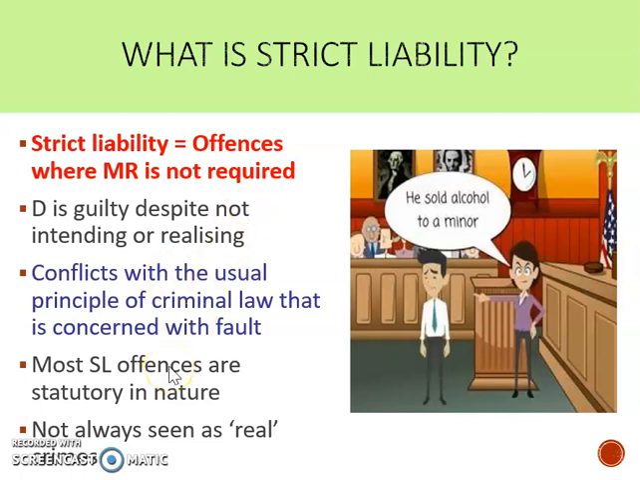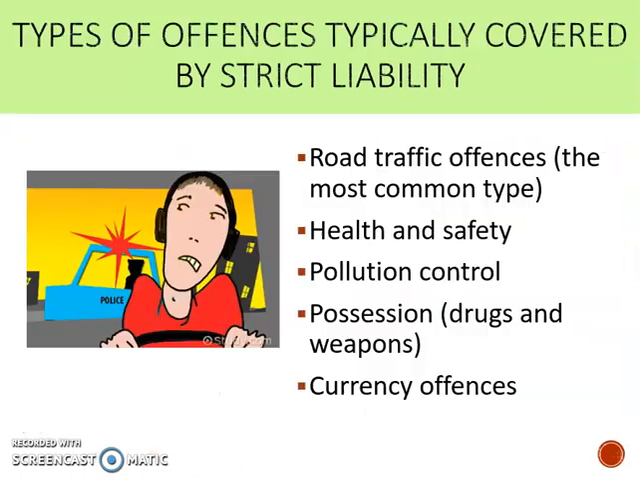Most strict liability offences are statutory in nature. That means most of them come from an Act of Parliament. And often they're not seen as real crimes. They're seen as being quite minor, quite trivial. On this slide here, I've listed some types of offences that are typically covered by strict liability.